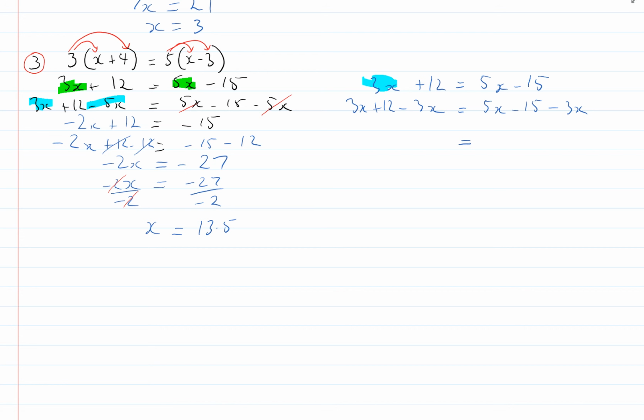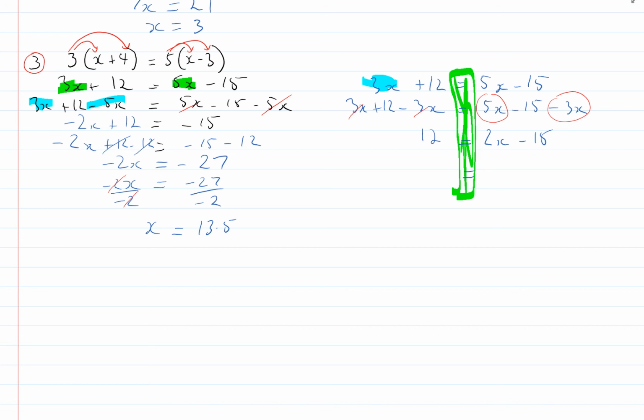Okay, so what have I got? These ones have cancelled, and I get left with a 12, and then on this side, 5x take away 3x is going to give me 2x, 2x minus 15, and equals again underneath each other. Look at that, keeps it nice, all those equals underneath each other, keeps it all nice and symmetrical.